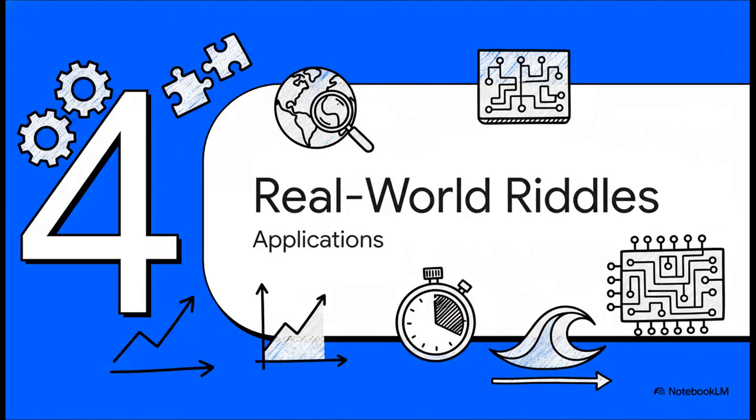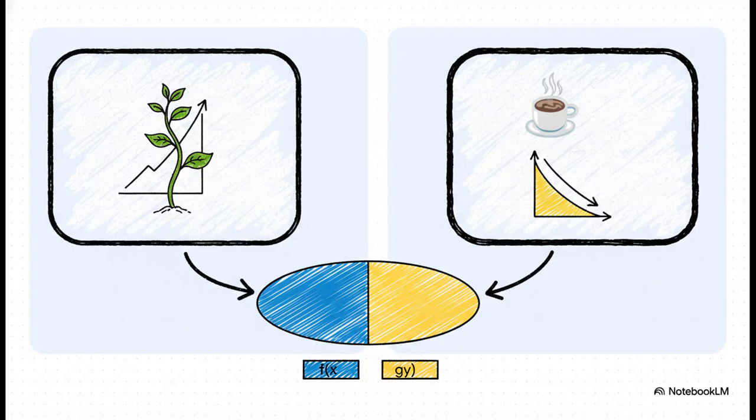So this is all great. We can spot them and we have a plan to solve them. But this isn't just a math exercise, right? This is how we actually get to solve those real-world riddles that we started with. Now, take a look at this. On the left, we've got the model for natural growth, like a population. On the right, Newton's law of cooling, which describes your cooling coffee.